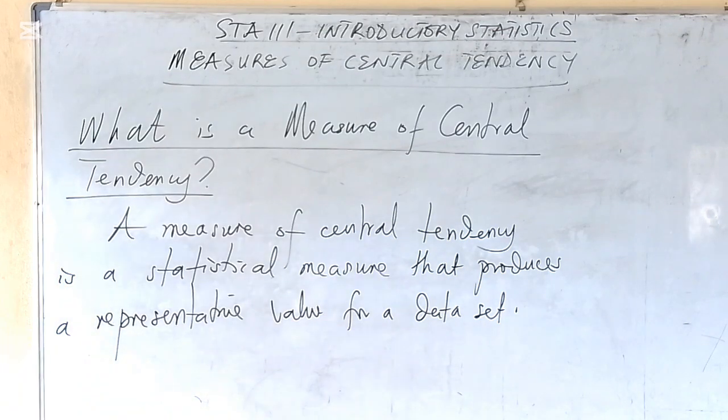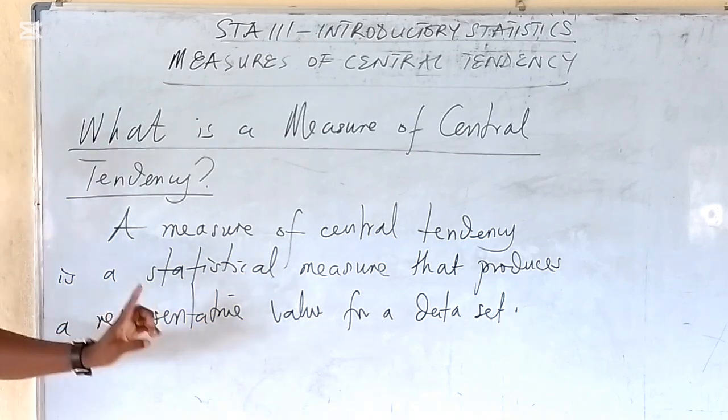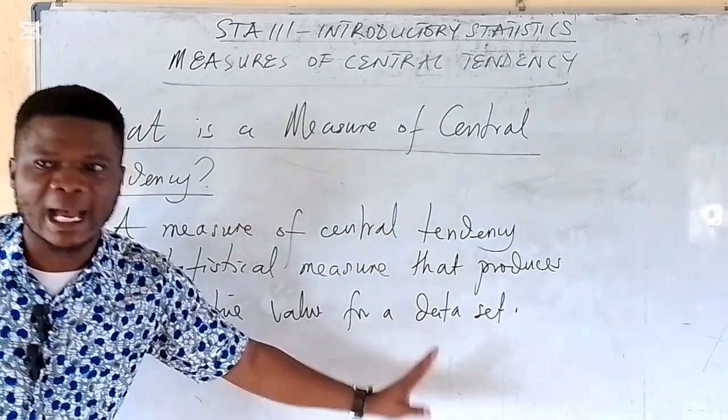Number one question is, what is a measure of central tendency? Everybody should know that a measure of central tendency is a statistical measure. Is it clear? But even as it is a statistical measure, it is not the only statistical measure. So, what makes it different from every other measure? It is the statistical measure that will produce a representative value for a data set.